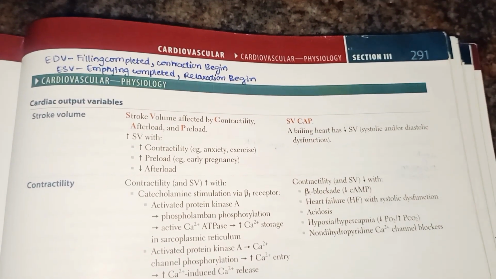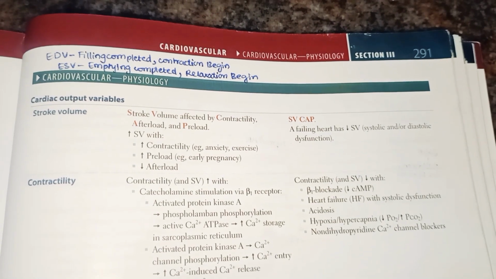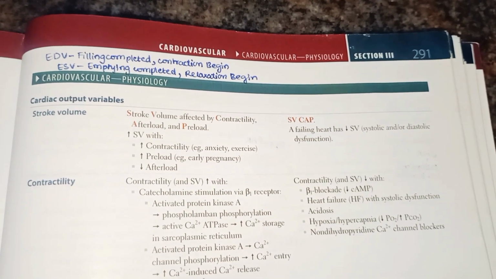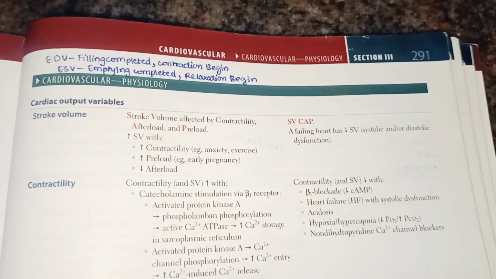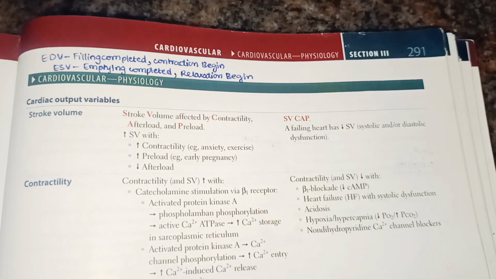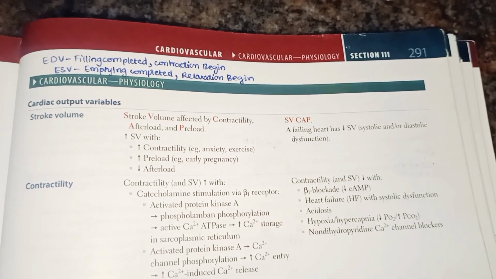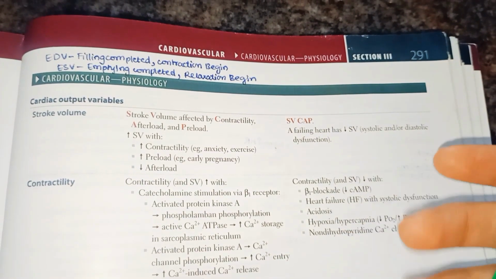So the first thing is stroke volume. Stroke volume is mainly dependent on CAP. You can remember this with the mnemonic CAP, that is it is dependent on contractility, afterload and also on the preload. Okay, so stroke volume increases with contractility. You can clearly understand, if there is more contractility of the heart, there is more stroke volume. Like when you are in anxiety, whenever you do exercise, there will be more stroke volume.